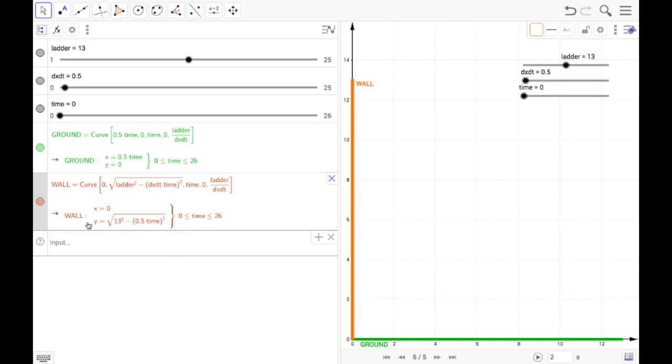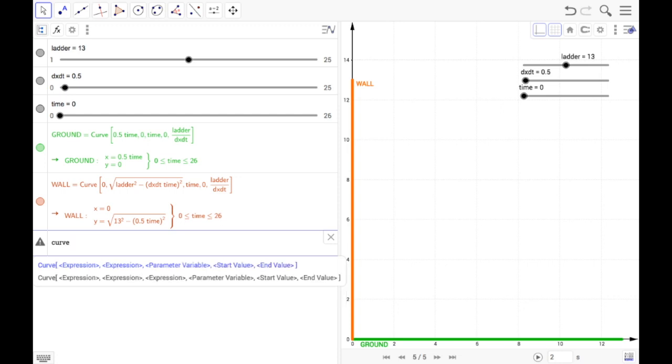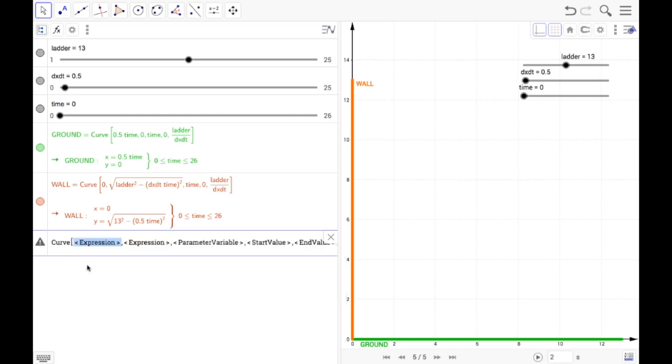Now let's combine these two together, and I'm going to call those two the sliding ladder. So let's use the curve function again. I want the first option. This time I'm going to use the x value, which we saw is going to be dx dt times time, which we have up here. Dx dt we see is 0.5. That's why this is showing 0.5. Down here it's also going to show 0.5.